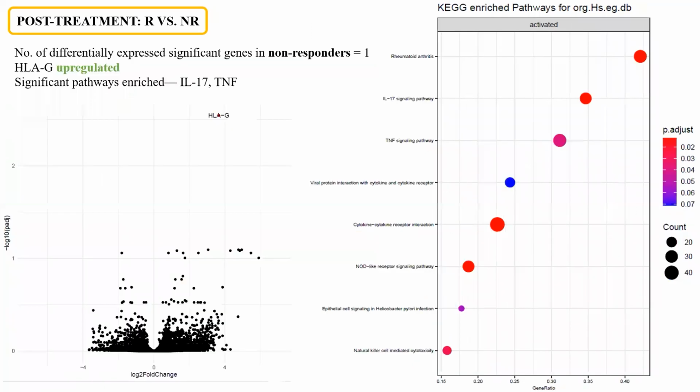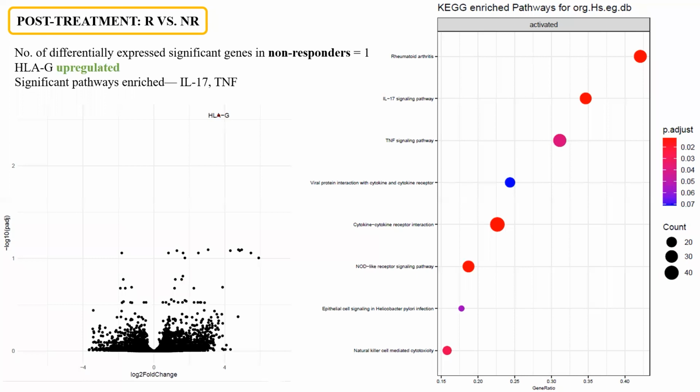So my next group was to compare between responders and non-responders in the post-treatment condition. And here there was only one significant differentially expressed gene. This one gene was HLA-G and was seen to be upregulated, which would further verify the results that we saw in the pre-treatment conditions, that HLA-G seems to be associated with the failure or the resistance to response.